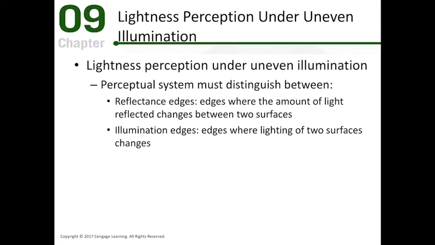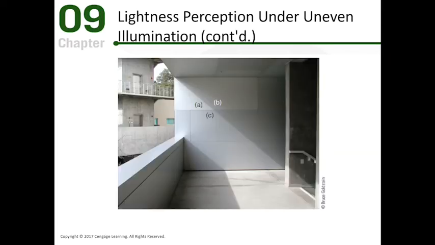So reflectance edges, these are when the amount of light reflected changes between two surfaces. And I'm going to give you an example here. So a reflectance edge would be looking at, for example, a difference between A and C. And if you notice A right here, this is a reflectance edge. A is a different kind of brick. It's a different material compared to C. And so you can actually see a difference in reflectance here. And this edge that's created is because these two different surfaces are made of different materials, and these two different materials are going to reflect light differently. So that's a reflectance edge.